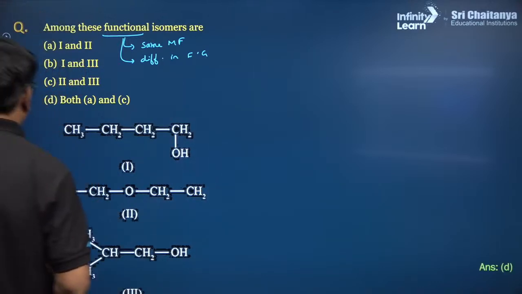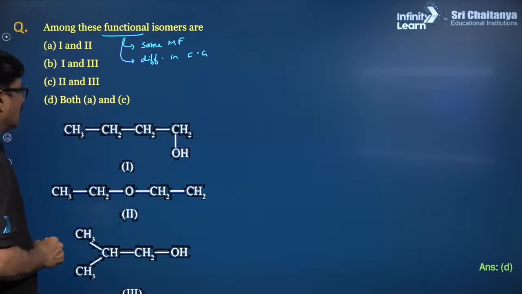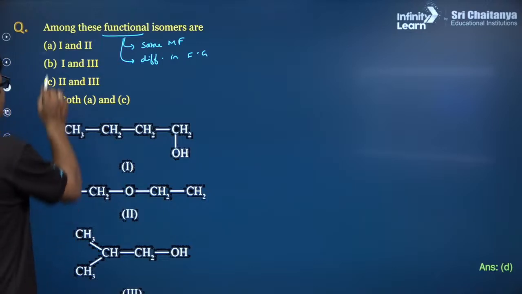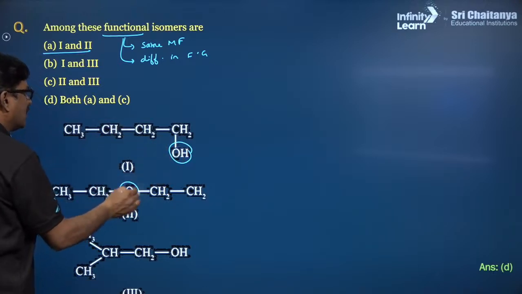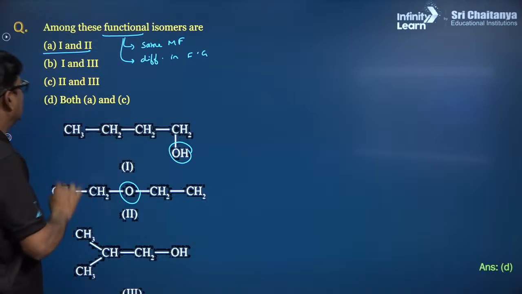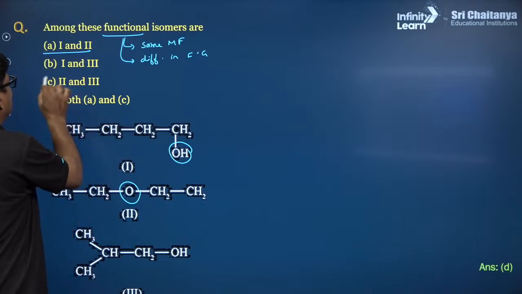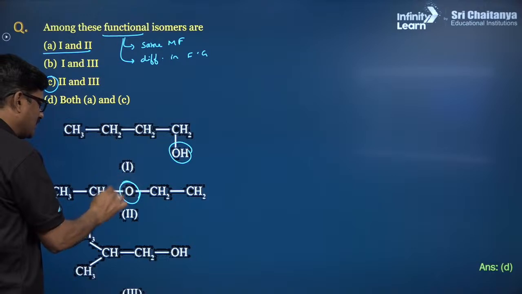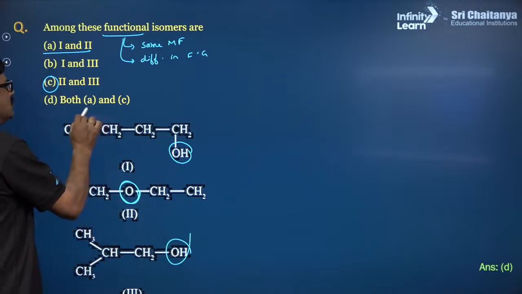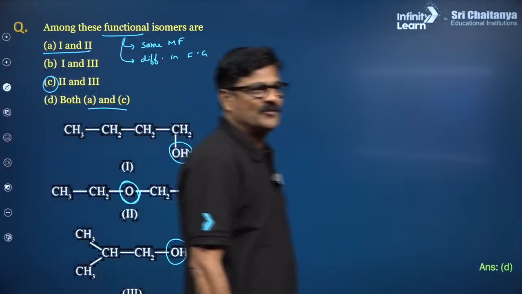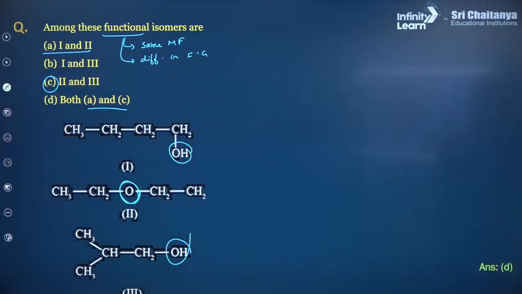It is going to be both A and C, you can say. In option A, 1 and 2: 1 has an alcohol, 2 has an ether, so 1 and 2 are functional isomers. And C, 2 and 3: it has an ether and an alcohol. So it is going to be both A and C. Got it? Fine. Understanding the question is fine, and the application of the question should also be like this.